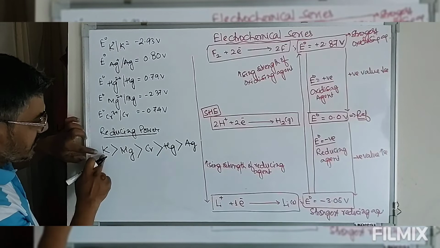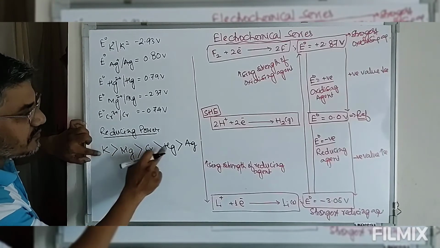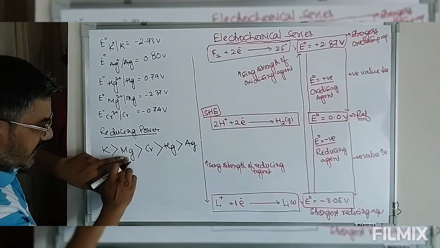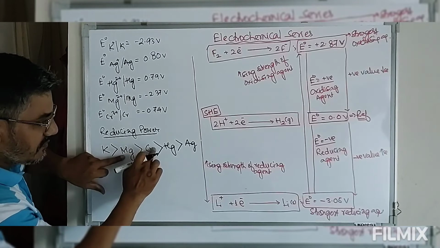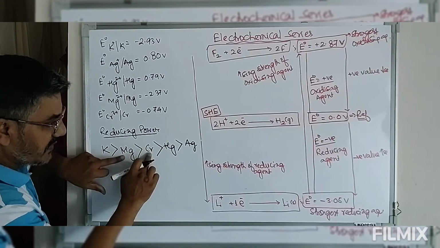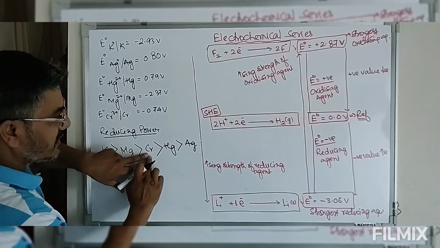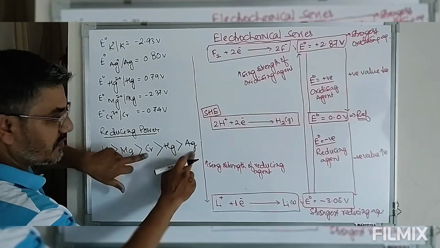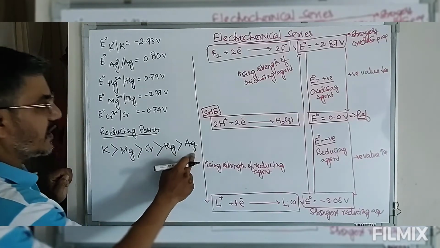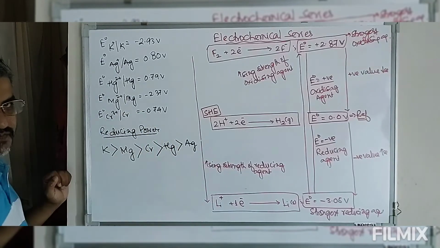So that means potassium can reduce magnesium ion, chromium ion, mercury ion and silver ion from the solution. Magnesium can reduce chromium ion, mercury ion, silver ion. Chromium can reduce mercury ion and silver ion. Mercury can reduce silver ion. Silver is the least reducing agent, so silver cannot reduce any of these.